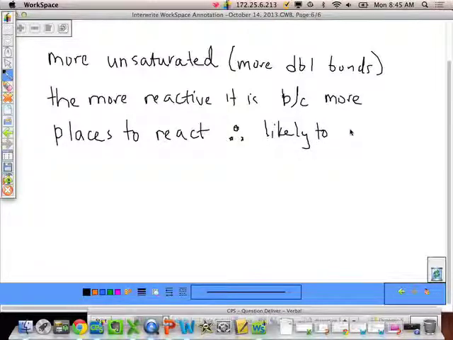Okay, they're therefore likely to become rancid faster. So they have a shorter shelf life.